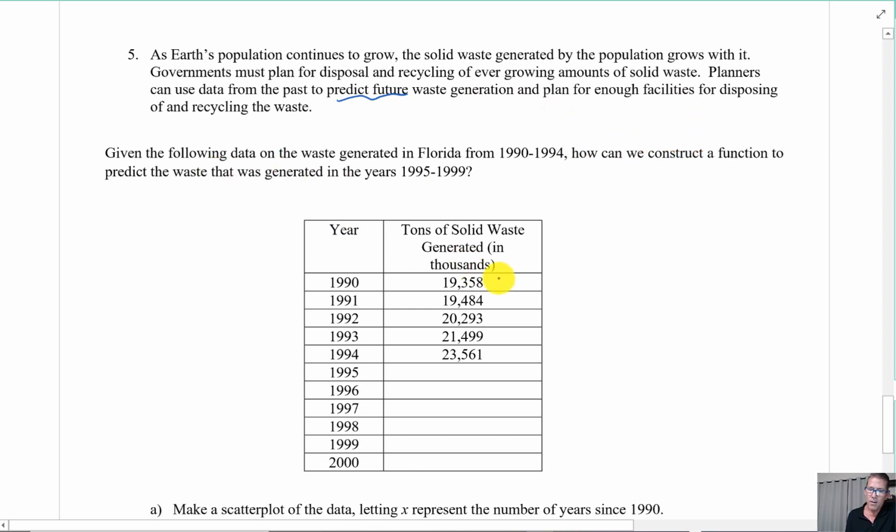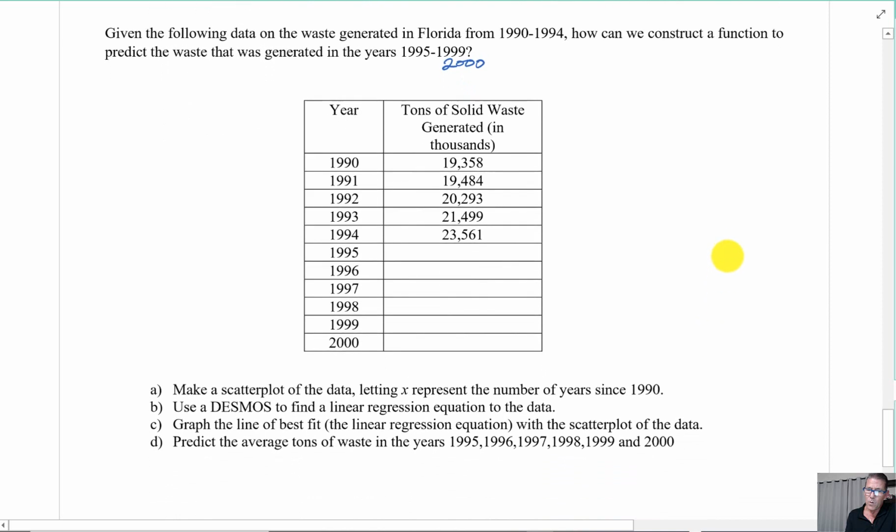So given the data here from years 1990 to 1994 in Florida, this is actual data, how can we construct a function to predict the waste generated in the years of 1995 to 1999, or maybe even 2000. We'll go to 2000. Okie dokie.